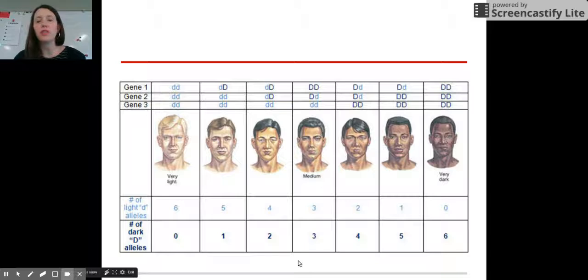So skin color controlled by many, many, many different alleles. And that's what creates the huge continuum of our skin colors, okay? We will talk a little bit more in evolution about why we think different parts of the world have different skin colors, and we'll also talk about how they're changing.